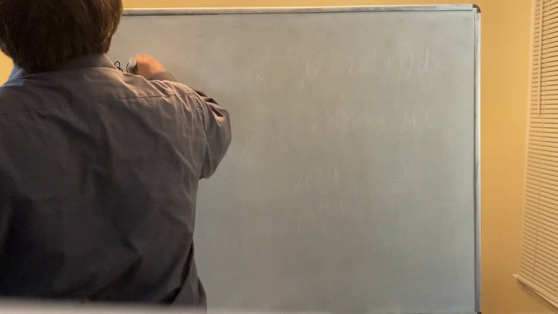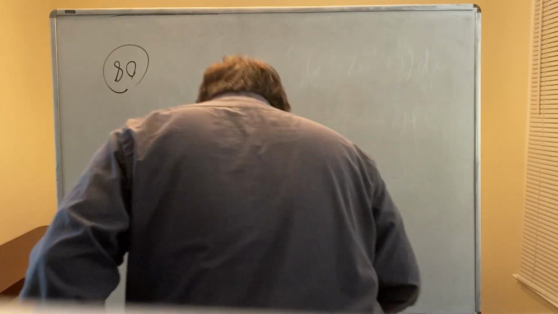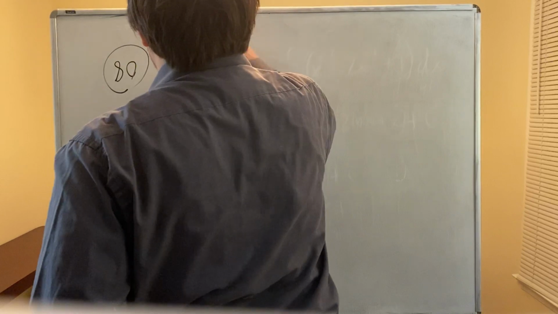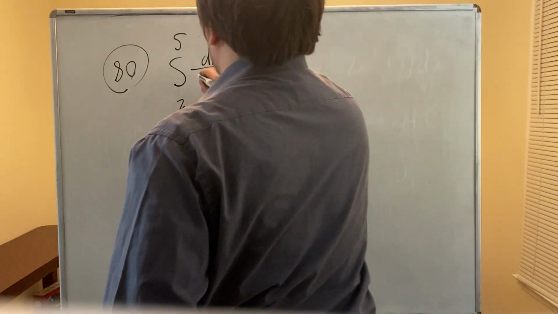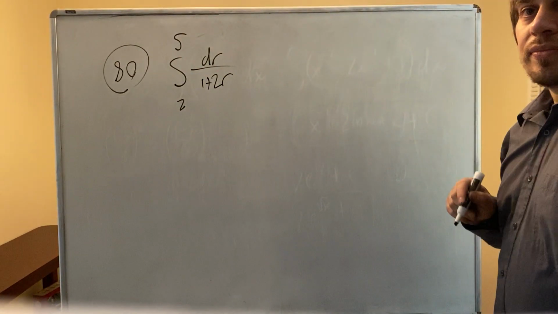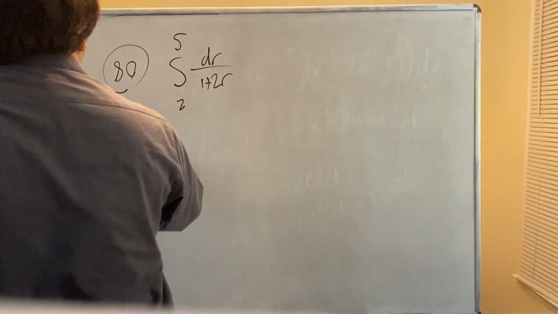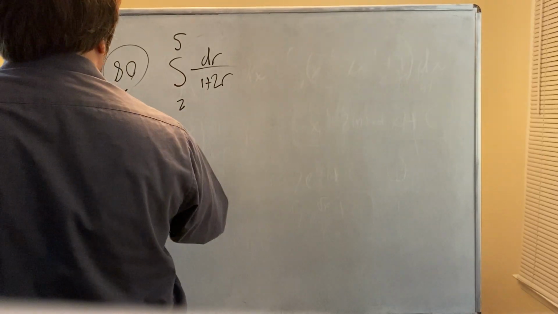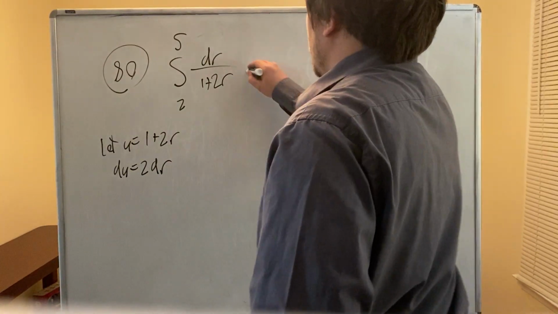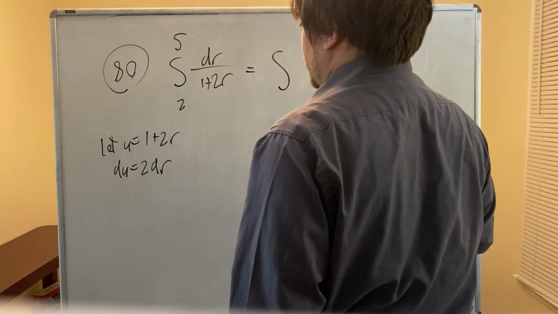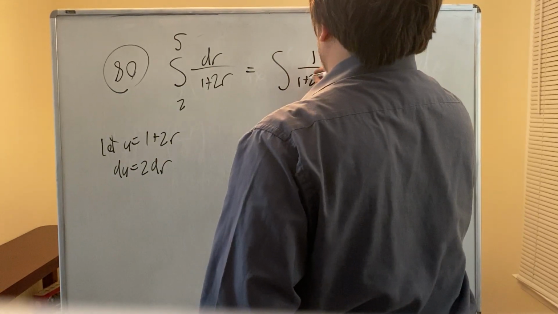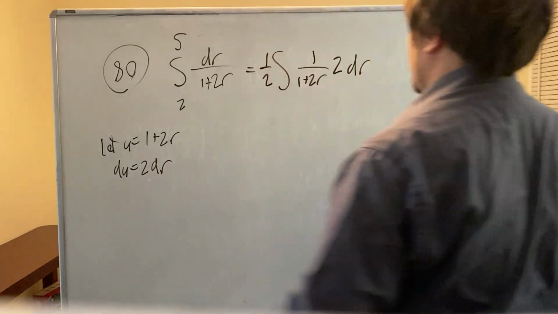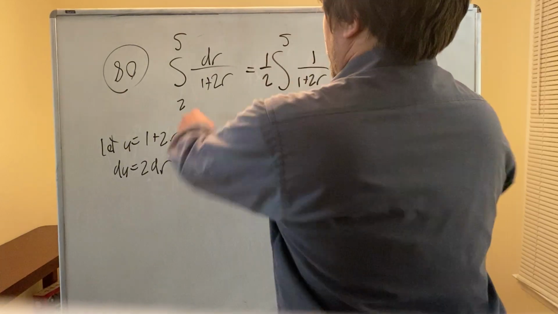Let's do 80. Okay, so for 80, you have a definite integral from 2 to 5 of dr over 1 plus 2r. So this one's easy. Let u equal 1 plus 2r, du equals 2 dr. This is equal to the integral of 1 over 1 plus 2r, and then there's a dr here, but we're missing a 2 here, so we put it there and we put a 1/2 on the outside. This is defined from 2 to 5.